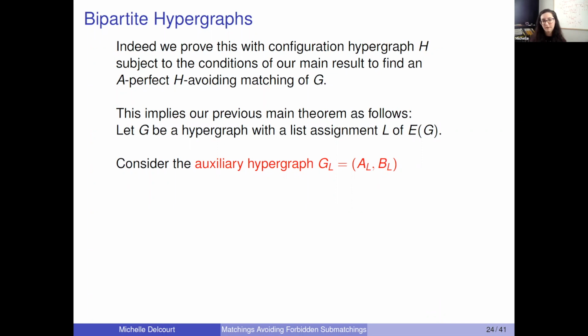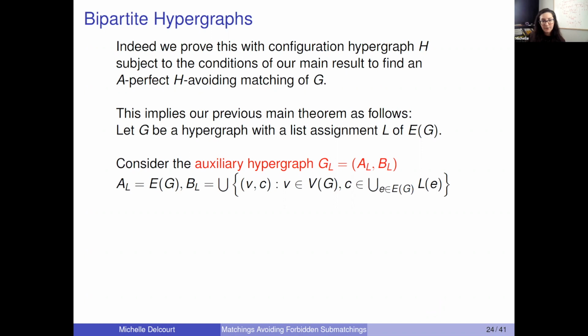And now we're going to consider the following auxiliary hypergraph. So we have A, and we have B, and we are going to have A be the edges of G and B be these vertex color pairs. So this is a slightly clever definition, but once you see how to encode these auxiliary hypergraphs, this is the real power in the theorem: in defining these hypergraphs correctly.